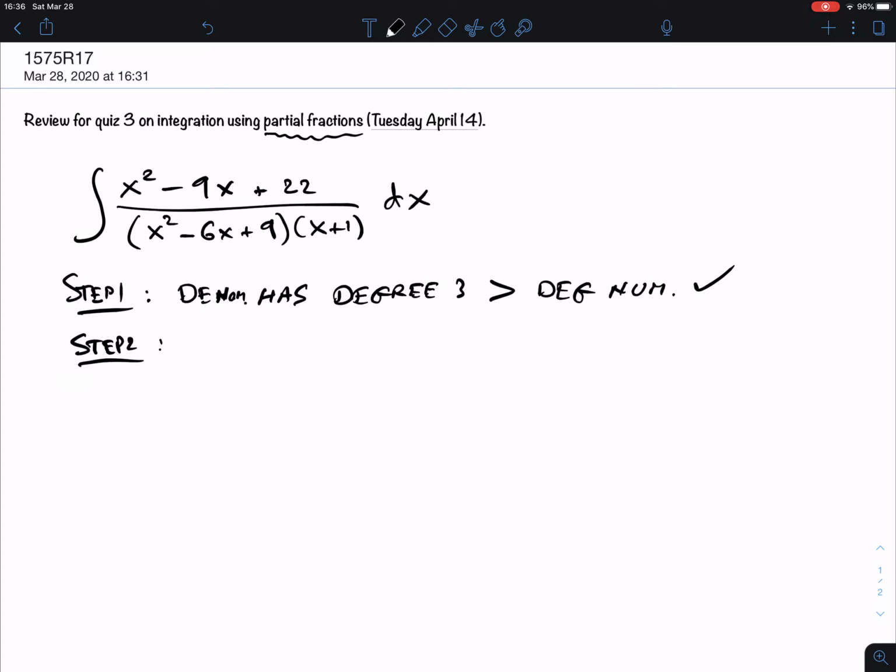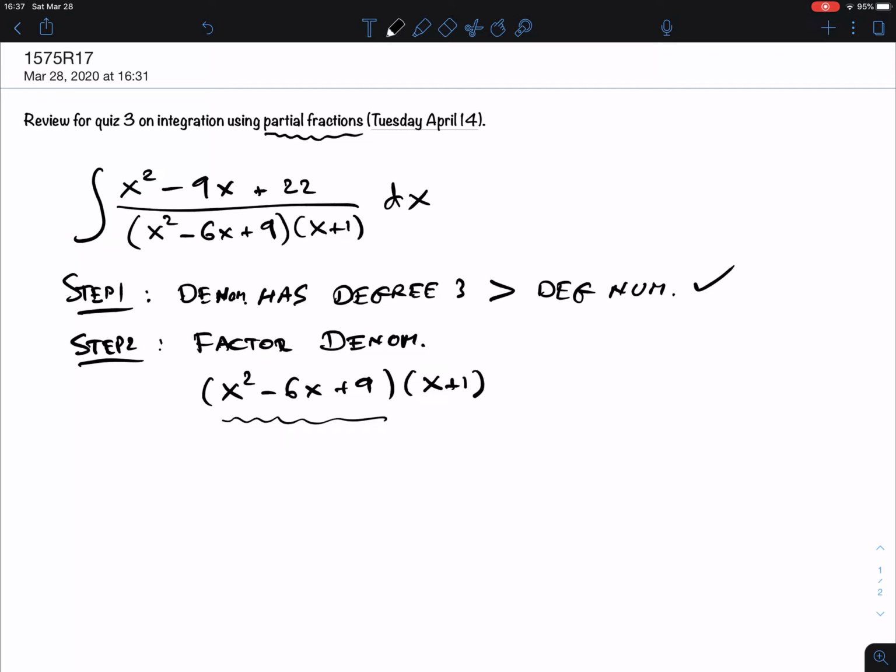Step 2, you have to factor. So be careful. Factor the denominator. It's always about the denominator. The numerator is not so important here. Well, of course, it's going to play a role. So we have to factor x squared minus 6x plus 9 times x plus 1. Now, it is already factored somehow, but perhaps not fully. And so the question is, okay, when you have a quadratic like that, is this quadratic irreducible or not?